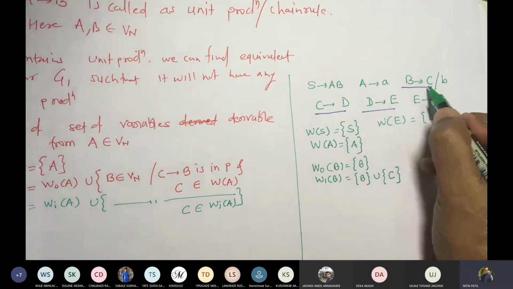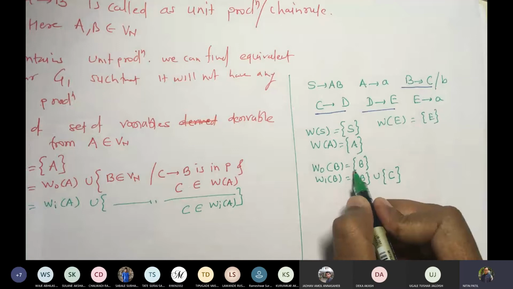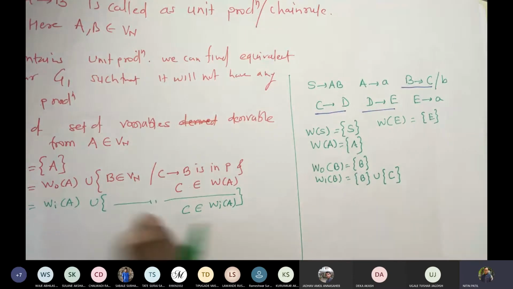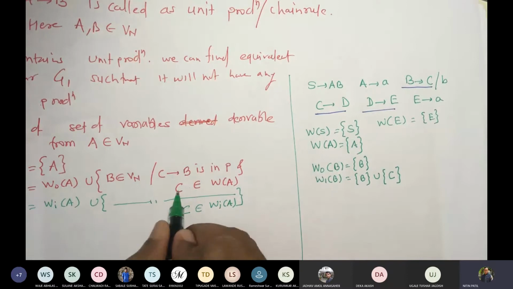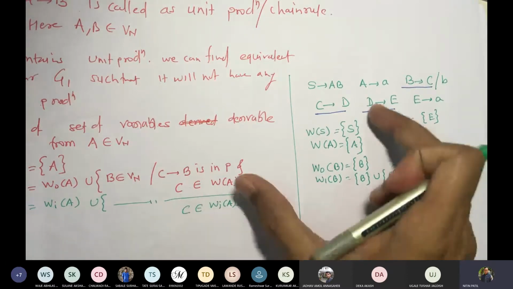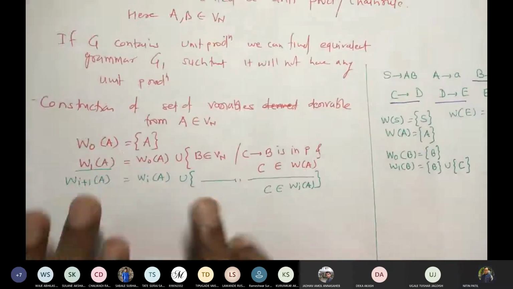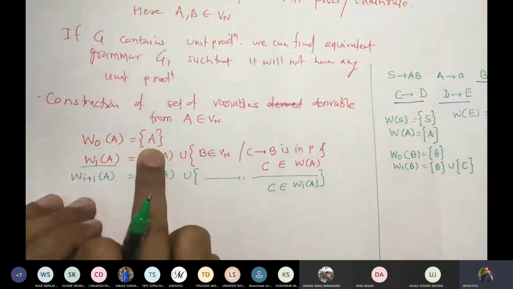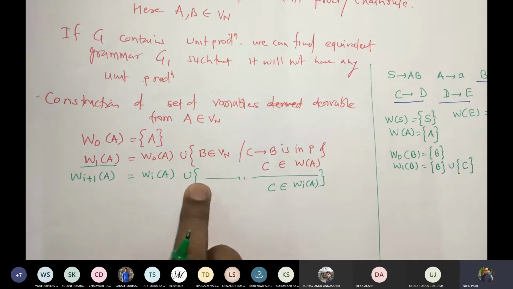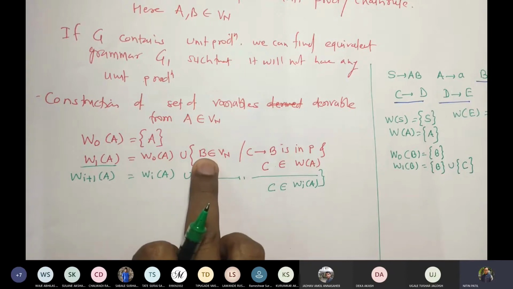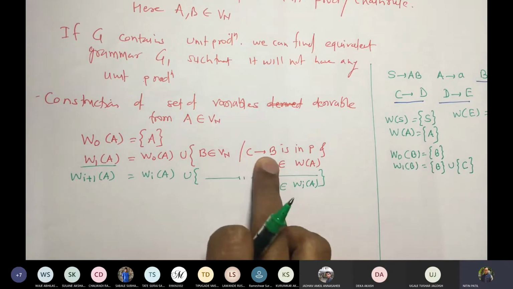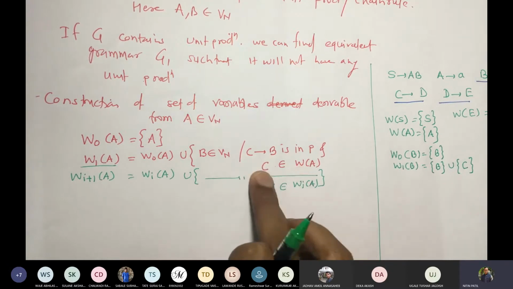See, what we are saying, if we compute W0, every time the same variable would be added. Next time you are going to see for any variable which was included by you, like what we are saying, this C belongs to previous W. Don't confuse with this B and C here. Okay. See importantly here. Suppose W0 of A is A, Wi of A would be what? You will take previous W union. You will add a variable B such that there is a production C gives B. Correct. And this C belongs to previous W.